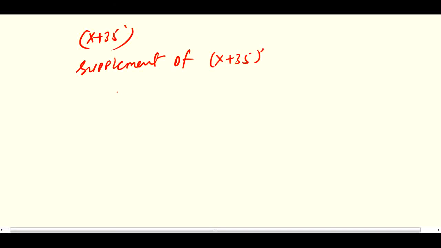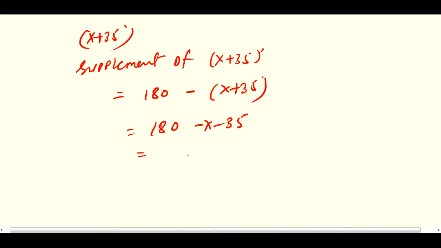Then supplement. For supplement you have to subtract from 180. So I think question first, second you can solve, third you can solve. The fourth one is x plus 35 degrees. So the supplement of x plus 35 degrees equals 180 minus, in bracket, x plus 35. So 180, now remove the bracket, so minus x minus 35. So 180 minus 35, you will get 145 minus x. So this is the required supplement of x plus 35.